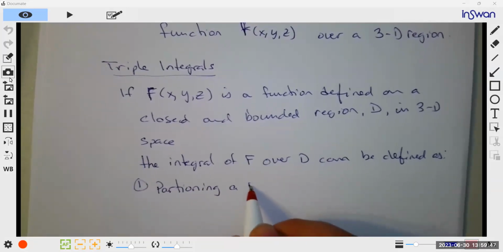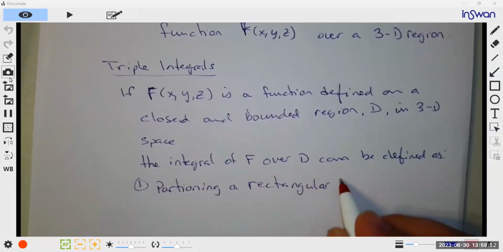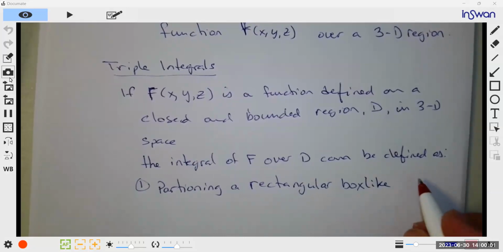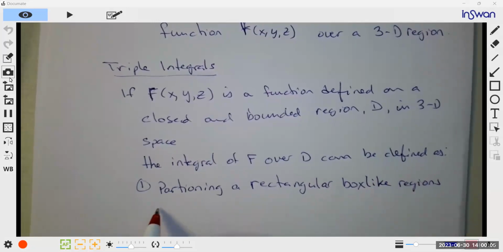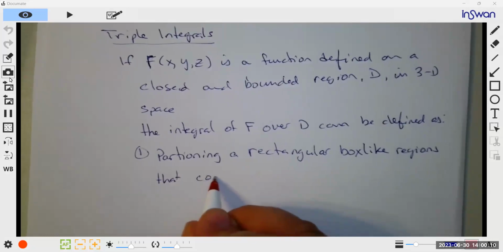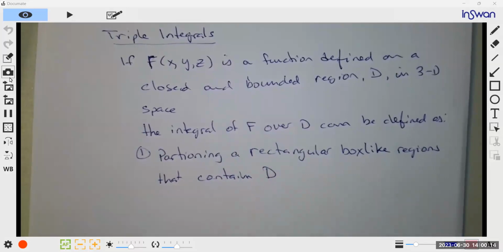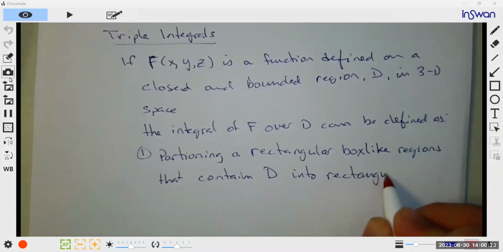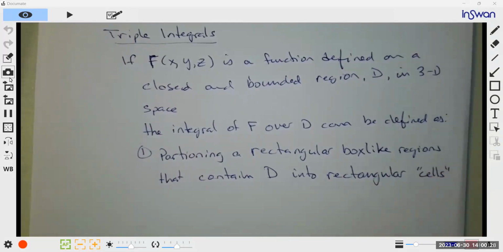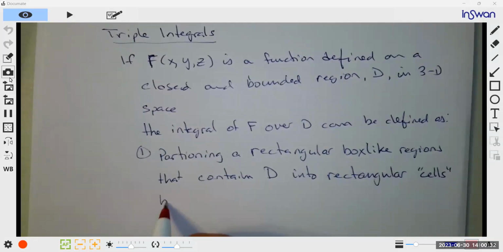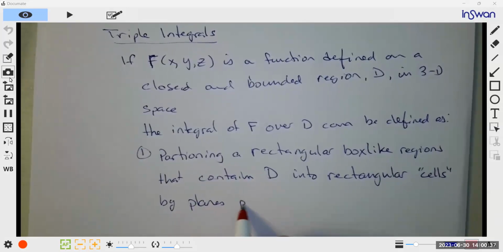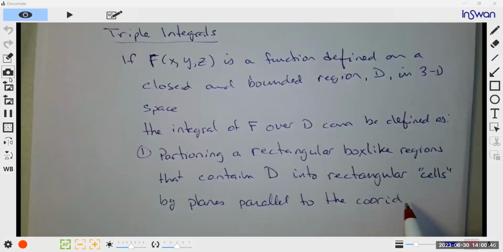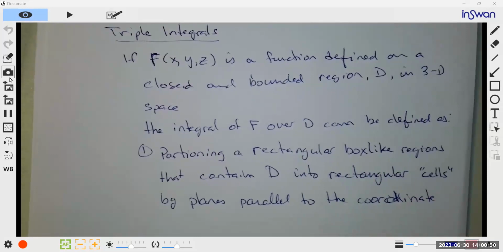Partitioning rectangular box-like regions, okay, we'll draw pictures of this, rectangular box-like regions that contain the parts of the region we're talking about into rectangular cells by planes parallel to the coordinate axes.